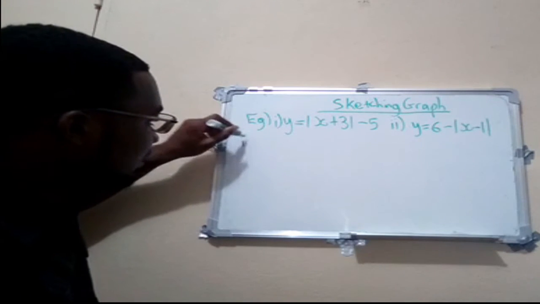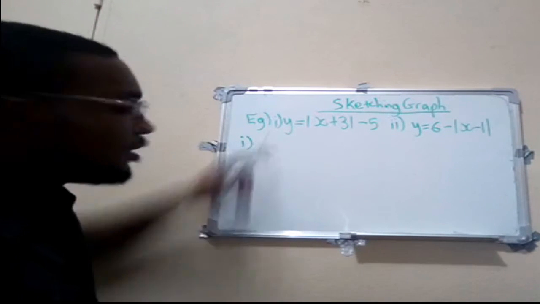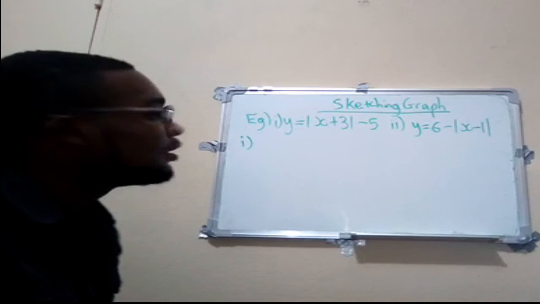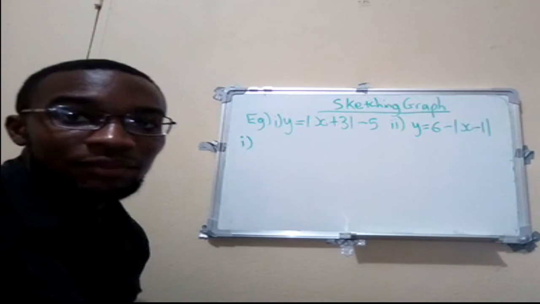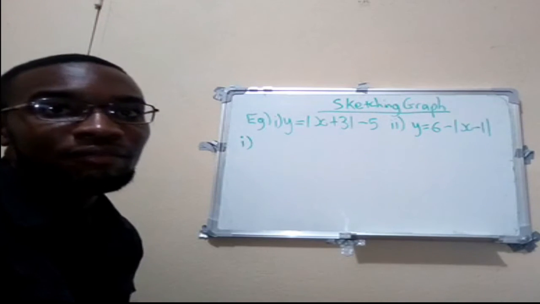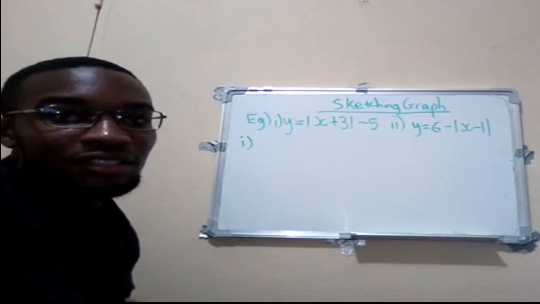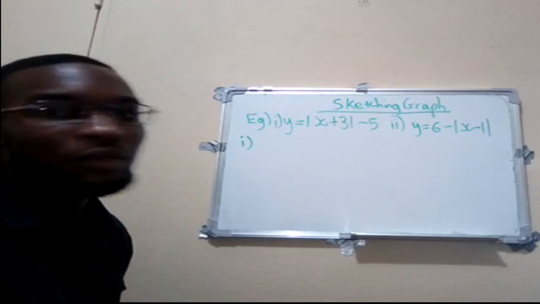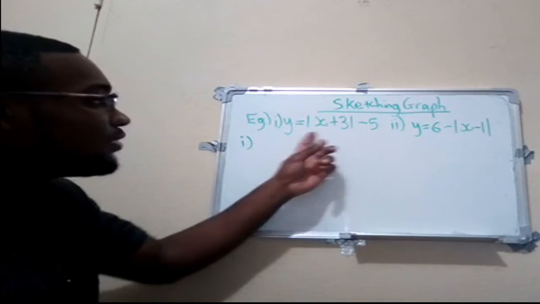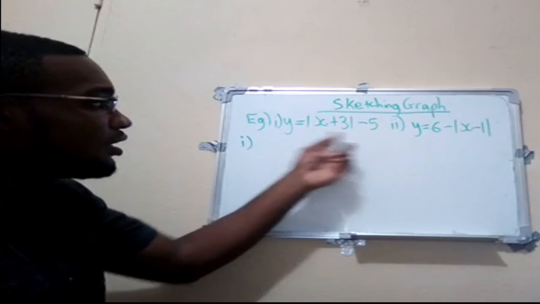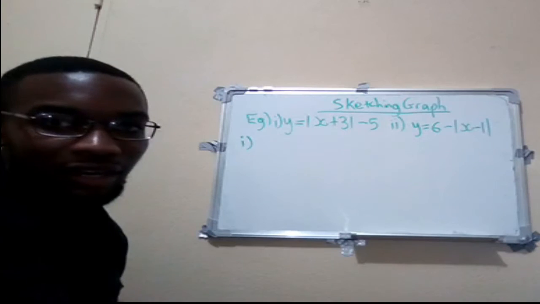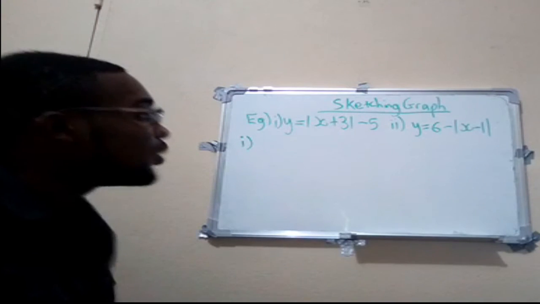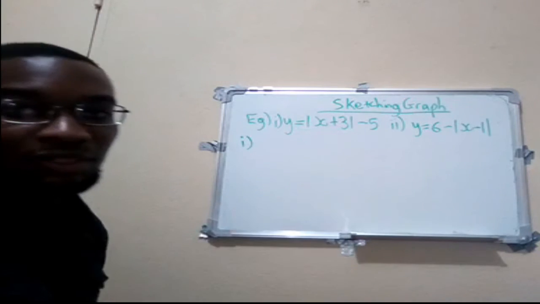So let's look at example 1. Example 1 tells us that y is equal to the modulus of x plus 3, minus 5. In order to sketch this modulus graph, we're going to have to sketch this part first and then subtract 5 from that graph. But how do we sketch the modulus of x plus 3?